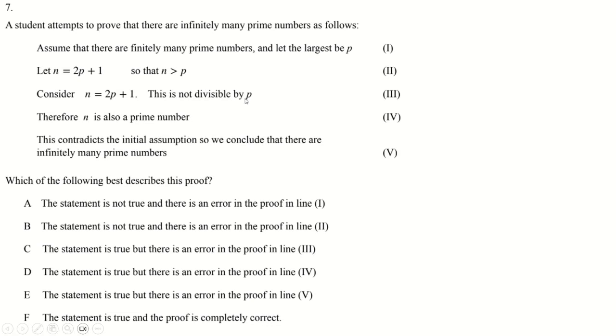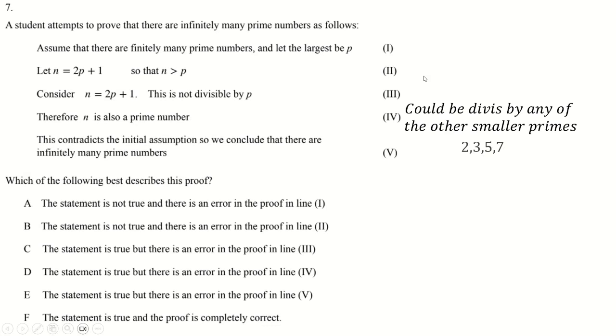Consider this is not divisible by p. It's not divisible by p for sure because of this plus 1, and p is bigger than 1. So, okay, that's fine. Therefore, n is a prime number. The problem is that you haven't checked n against all of the other primes that you've got below p.